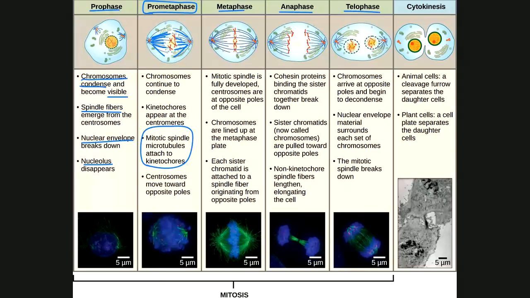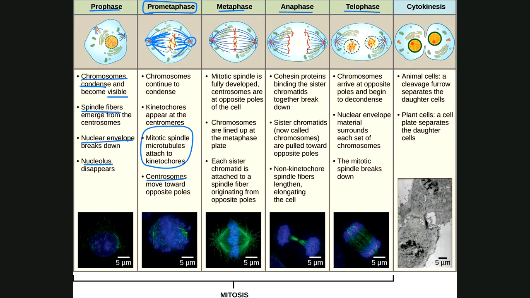Now you'll also see what we call the centrosome, which is the area where the spindle fibers are radiating from. In animal cells, there's a pair of centrioles that form the centrosome. In plant cells, they don't have centrioles, but they still have a spindle apparatus that moves the chromosomes.